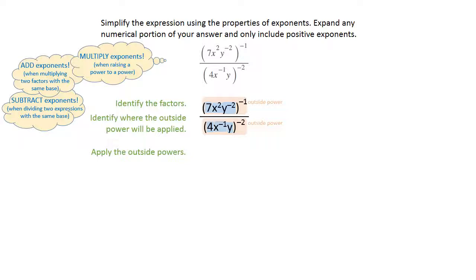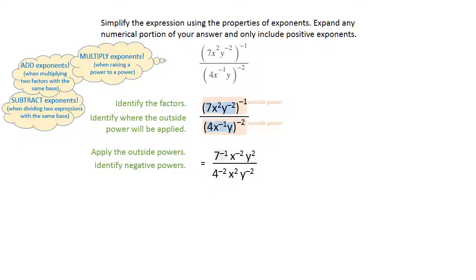Let's apply the powers. The numbers will raise to the power, and the variables, you will multiply the exponents. So 7 is raised to the -1, and then you multiply the x to get -2, and you multiply the y to get +2. On the bottom, 4 will be raised to the -2, x to the +2, and y to the -2.